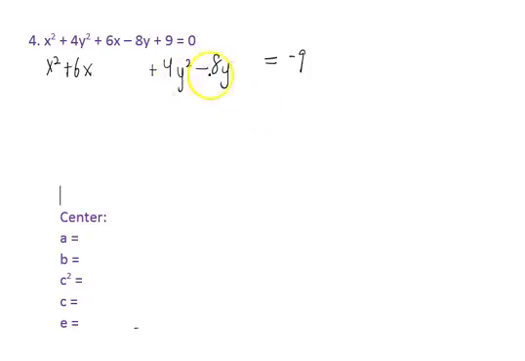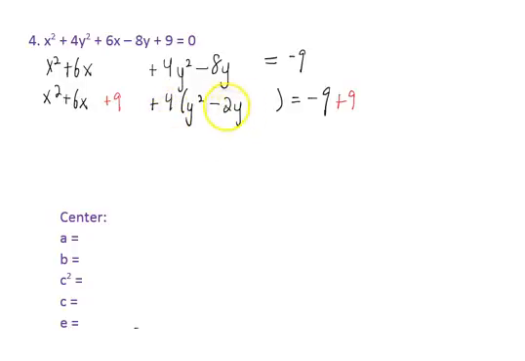Now you'll notice with the y's, you have that 4 in front. So you have to remember that's one of those cases where you factor the 4 out. So I have y squared minus 2y. And then I will complete the square, and when I do, I will multiply by 4 to add it to the other side. So let's complete the square with the x's. Half of 6 is 3, 3 squared is 9. So I'm going to add 9 to both sides.